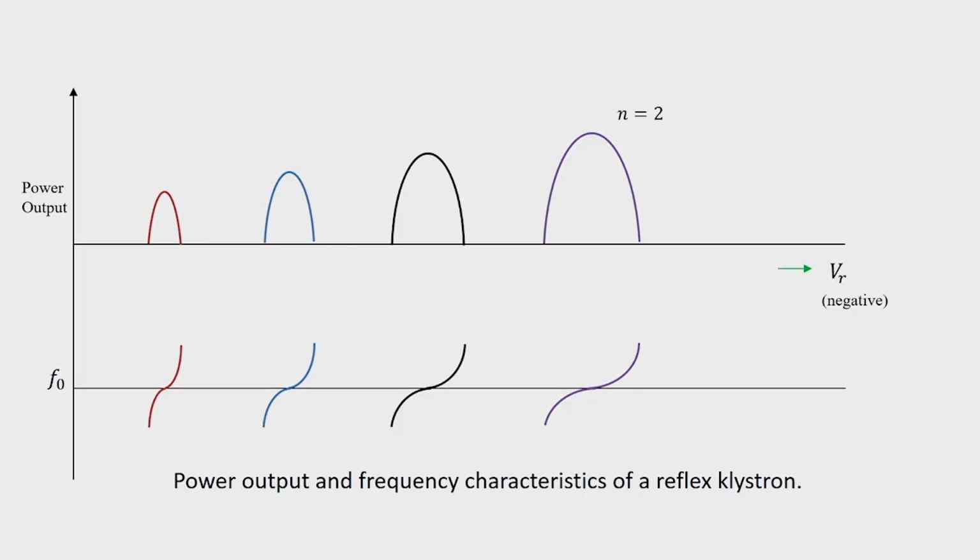The mode with the highest power we have already mentioned is the 1 3/4 mode, and these modes will have different amounts of power. Usually, as the value of n increases, we get lower power. Also, the frequency range around the resonant frequency f naught, where this power is available, is indicated, and these are only some representative plots showing the behavior of the device.